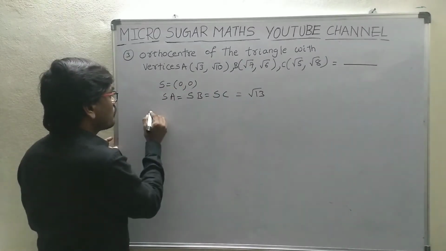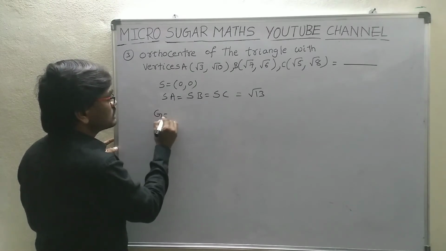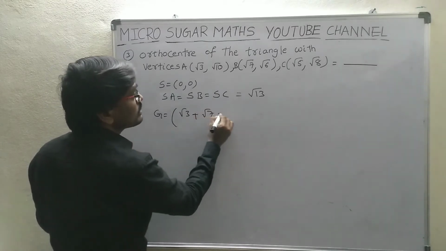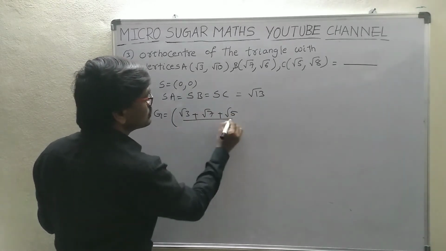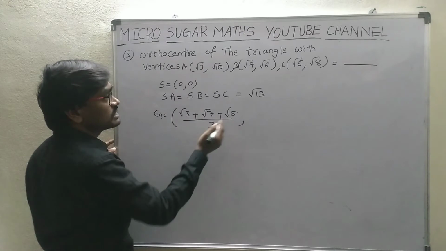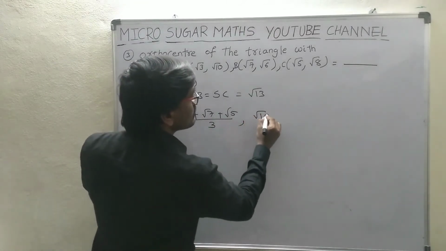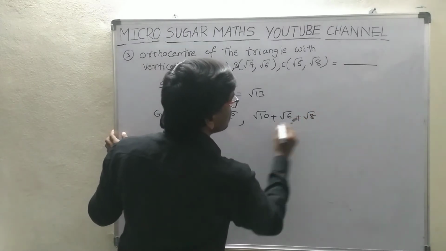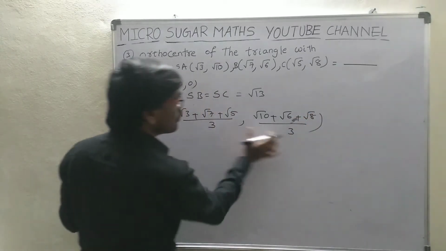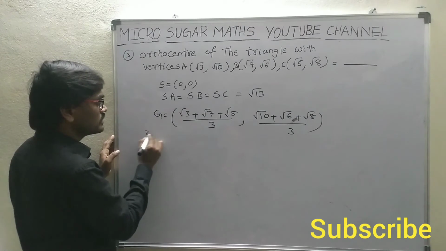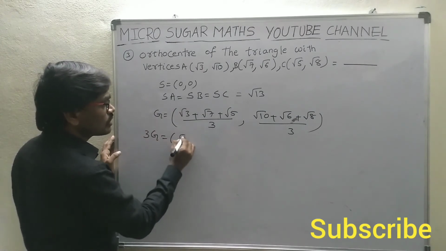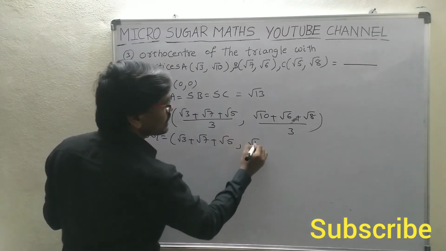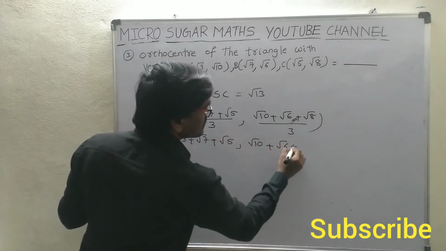Now students, find out the centroid G. Centroid G is equal to (root 3 plus root 7 plus root 5) by 3. Using the centroid formula, find out the centroid. Similarly, (root 10 plus root 6 plus root 8) by 3. On moving 3 to the right side, you will get 3G is equal to (root 3 plus root 7 plus root 5, root 10 plus root 6 plus root 8).